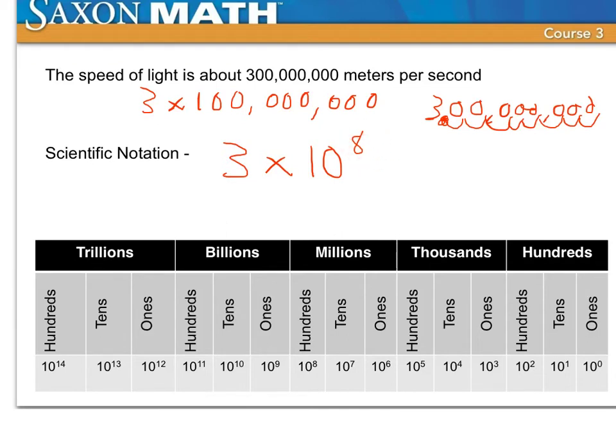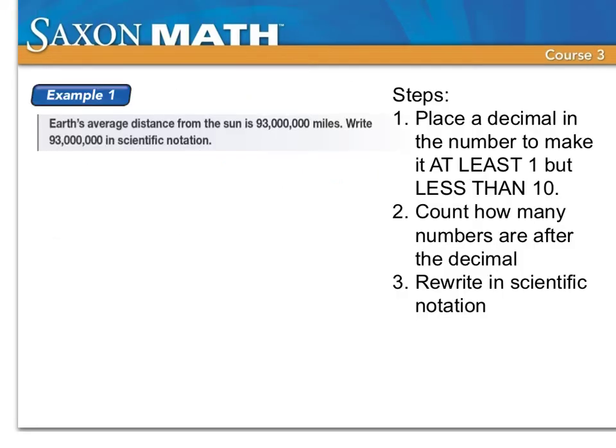So this right here is another way to write 300 million with not so many zeros. Okay, so you could probably see how this would be really handy if you had a number that had like 27 zeros after it. Okay, so let's go on to another example.